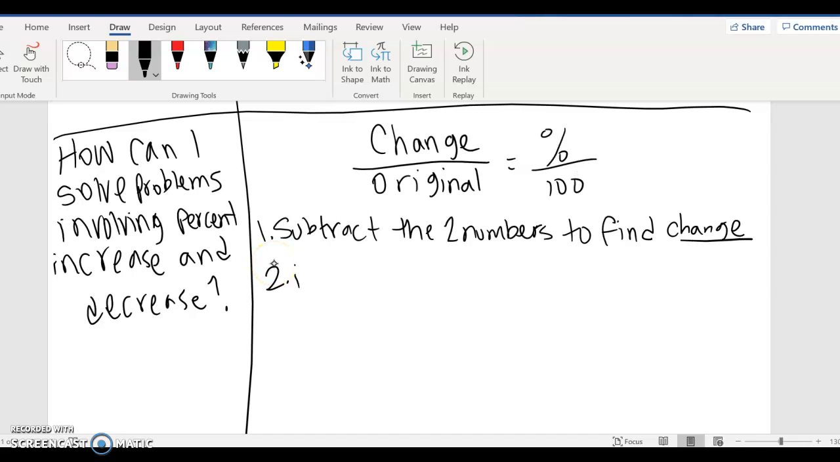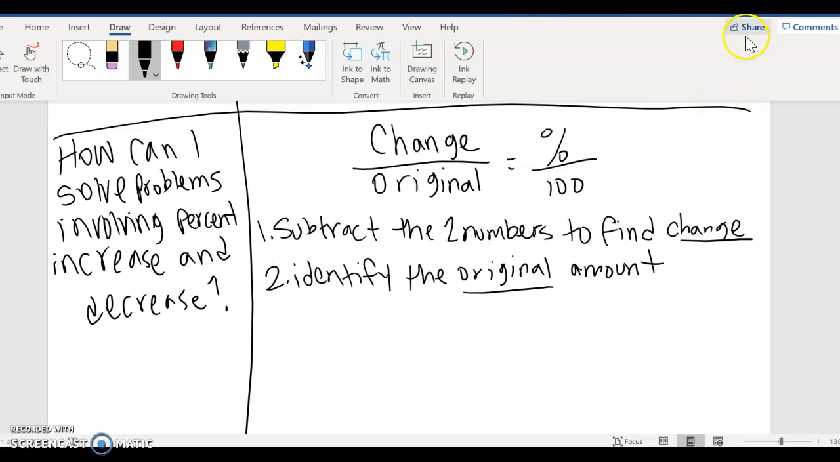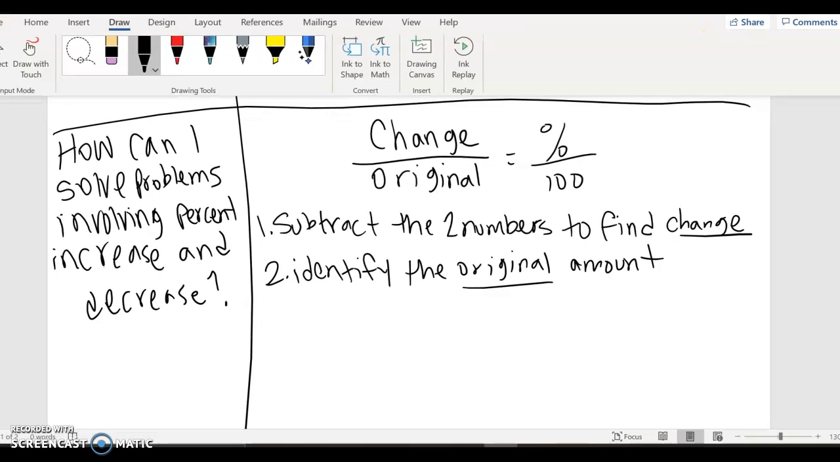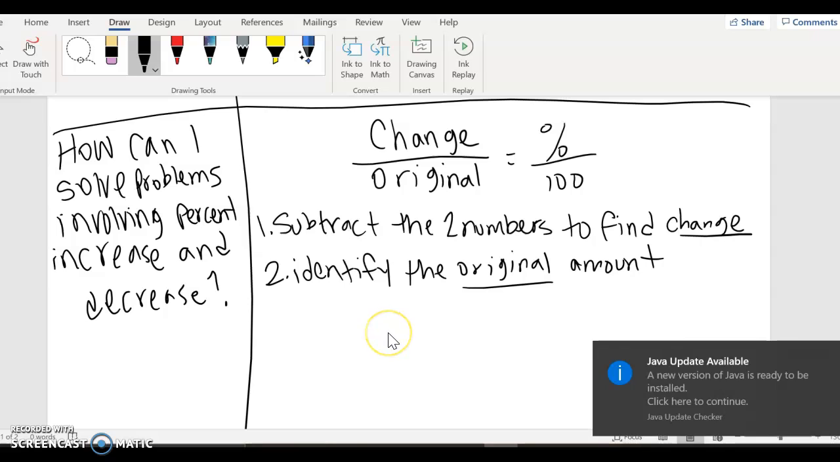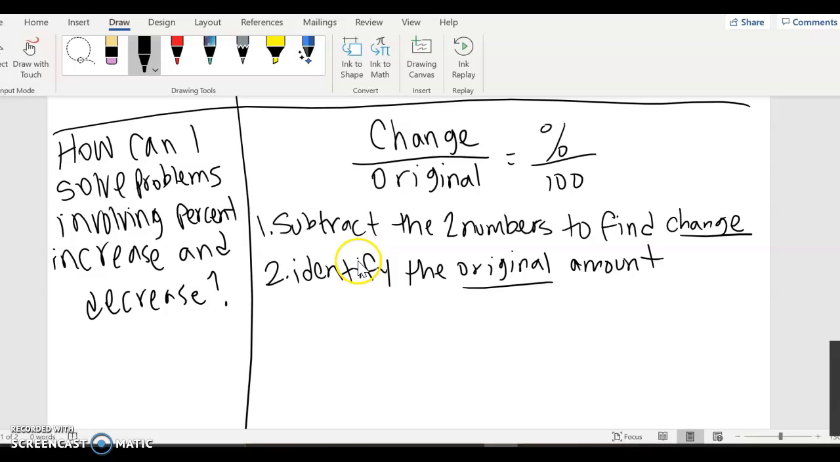And then step 2, we have to be able to identify the original amount that we started with, because those are the two pieces of information that are going to be going into our proportion. Okay, so we're going to look at some examples together, and we're going to follow these two rules and set up our proportions, so hopefully it'll make a little more sense.